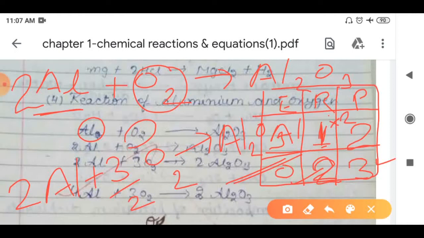Just try to investigate that two aluminium atoms are present in the reactant side and similarly two aluminium atoms are present in the product side. 3 by 2 multiplied by 2 oxygen atoms, so 3 oxygen atoms are present in the reactant side, similarly the 3 oxygen atoms are present in the product side. So in this way the reaction is balanced. So this is only one way by which we can balance the given chemical reaction.